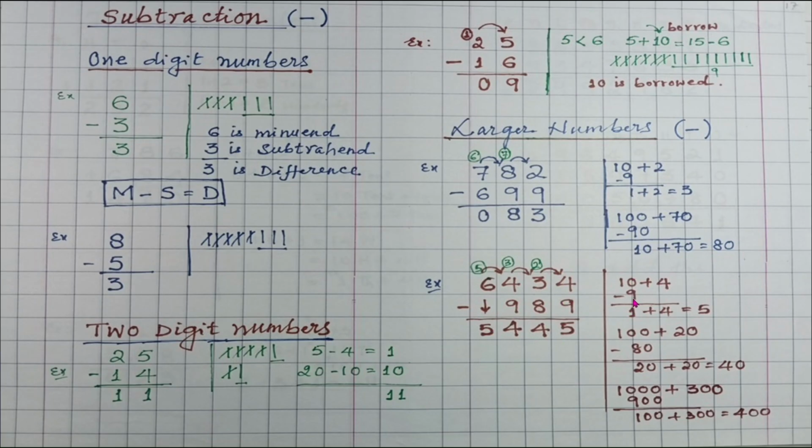So try to understand this. Borrowing 1 from 3, that means it becomes 10 plus 4, that is 10 minus 9, 1 plus 4 is 5. Borrowing 1 from 4, that means it becomes 100, 100 plus 20, that is minus 80, becomes 40. So if you can follow this method, it becomes very simple. But generally we don't follow this in general calculations. We just adopt the method that I have just explained to you.